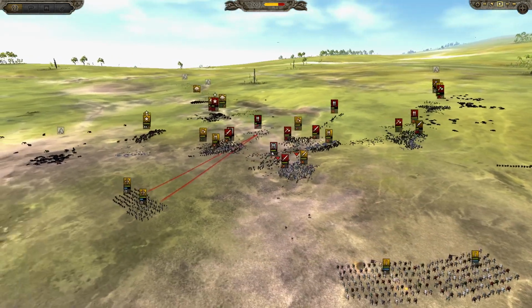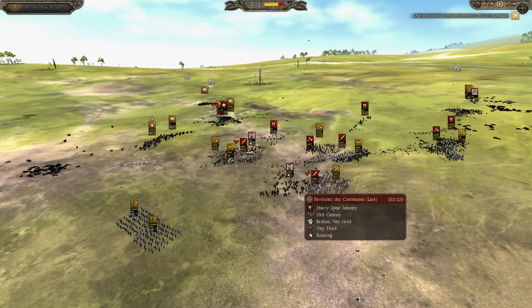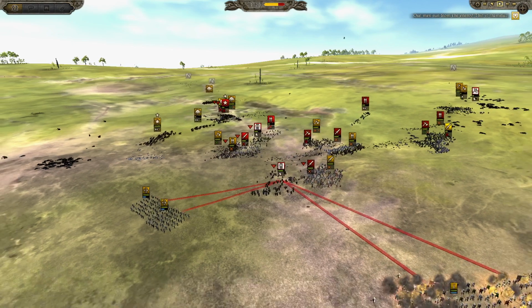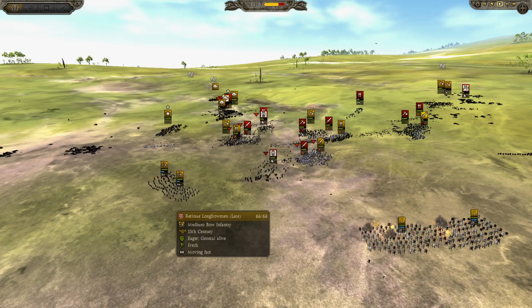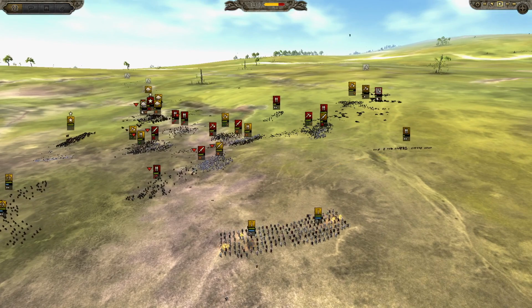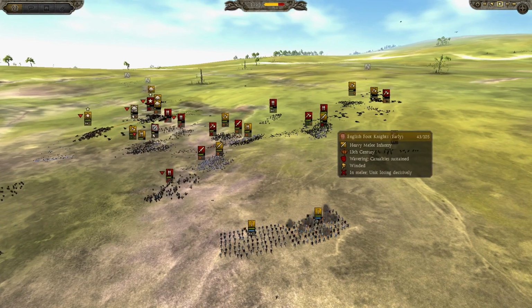You can see this spear unit here is routing, or they're broken. But they could reform. So I think at the last second, yep, I get my gunners to shoot into them. Then I'm going to move them back. I see this side here starting to get a little secure. However, we are going to break here shortly.